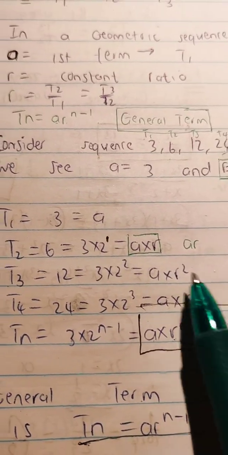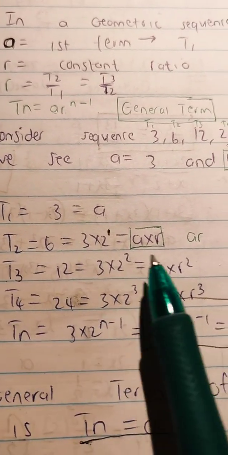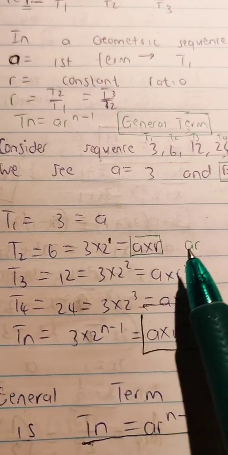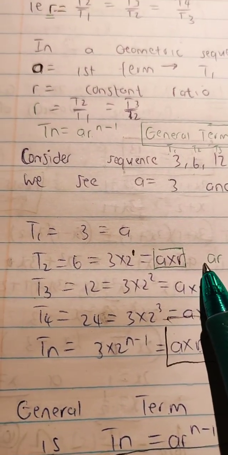Okay, so like I said, guys, term 2 is equal to AR. All right, in terms of A and R, term 2 is equal to AR.